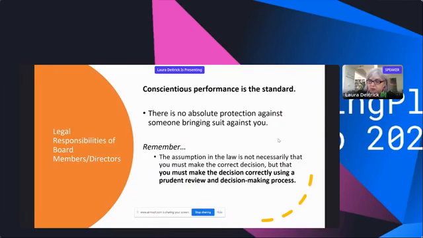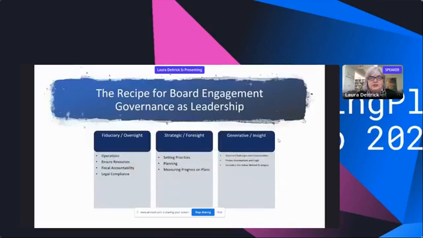Oh, and then what I always get asked when I do board governance work is, how do I stay out of trouble? At least in the US, conscientious performance is the standard. So you can make a bad decision as a board as long as you have a thoughtful process for making the bad decision. That means you take your minutes, you record any objections, you vote. The collective decision-making and the documentation of that is your protection. And we can talk more about that if there are questions.